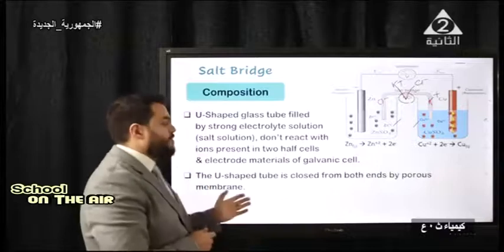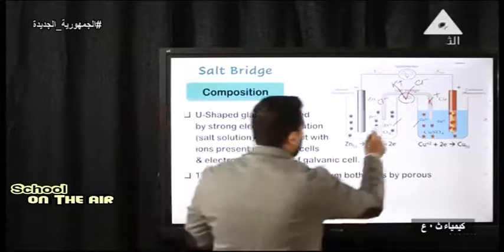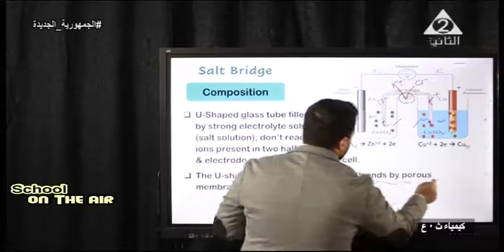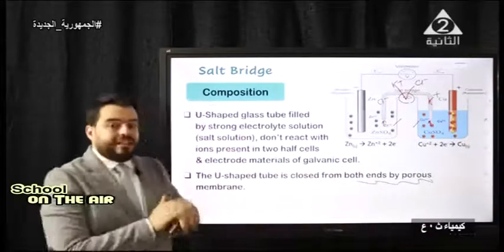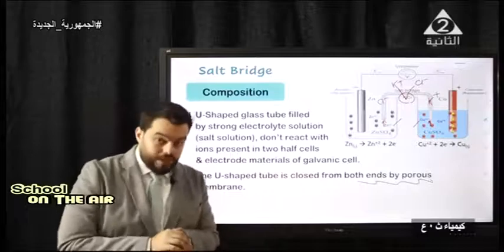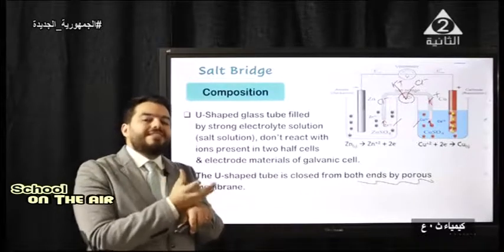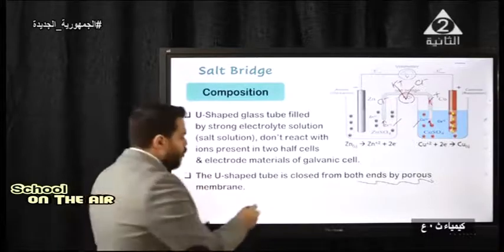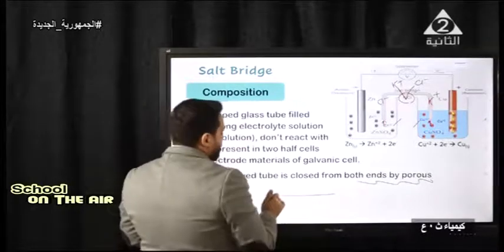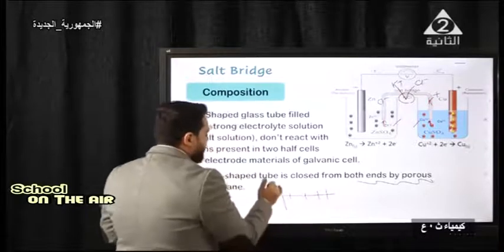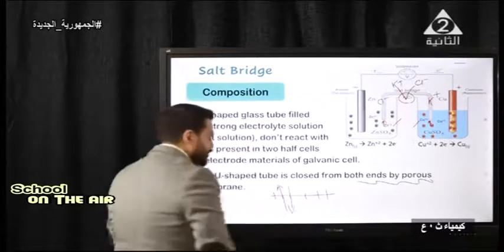And the U-shaped tube is closed from both ends by a porous membrane. What does porous membrane mean? You know that your skin is a porous membrane. Yes, it has pores to release the sweat. Okay, a porous membrane is a membrane with pores to let something get in or get out.